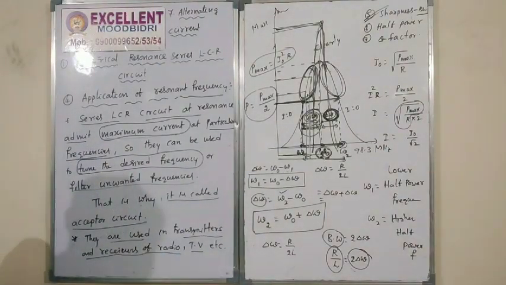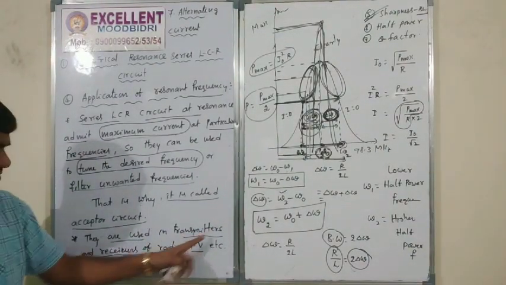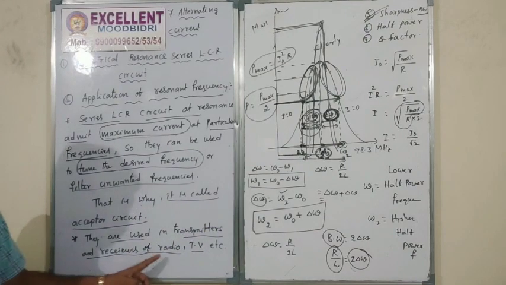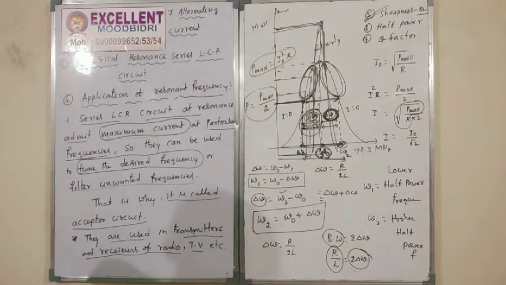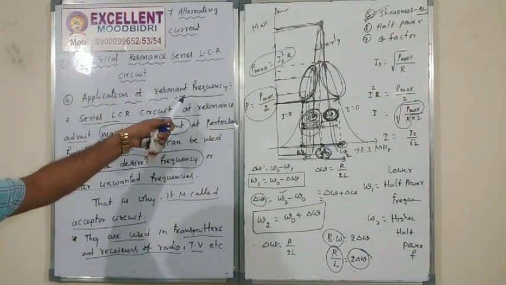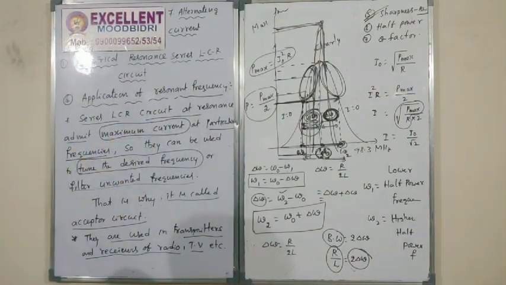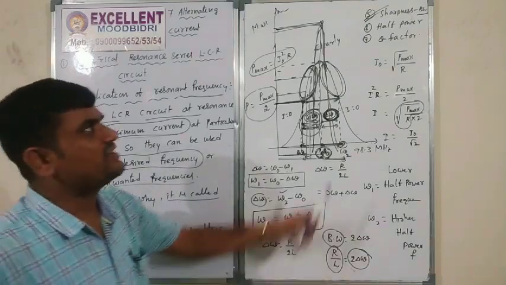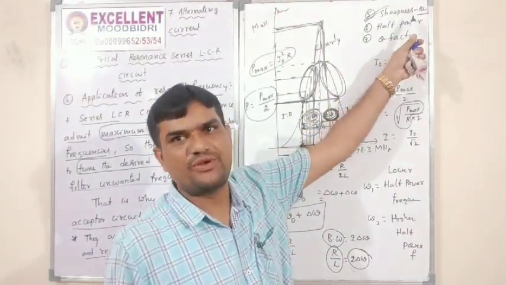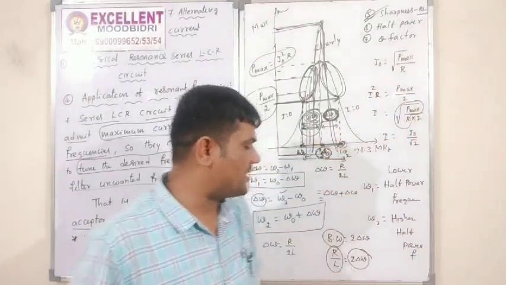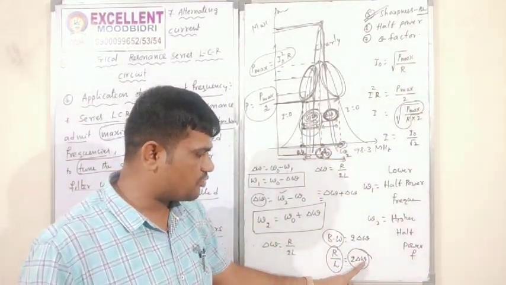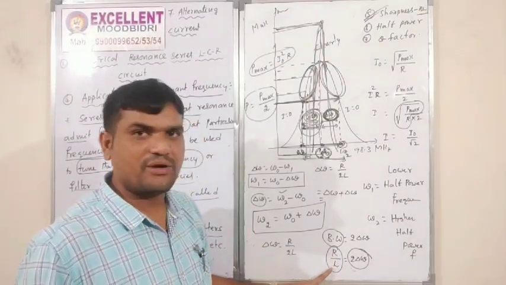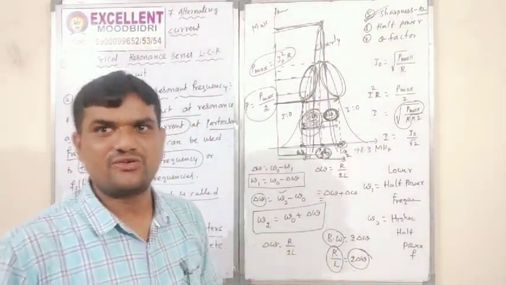See that, very very important. They are used in transmitters and receivers of radios and television. So these are all the applications of resonant frequency. Okay, so now I will give you sharpness. Sharpness I have given. Now the bandwidth formula. What is the bandwidth formula? Bandwidth is equal to 2 delta omega is equal to R by L. This derivation I will give you.